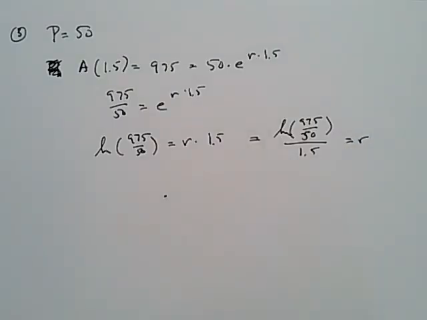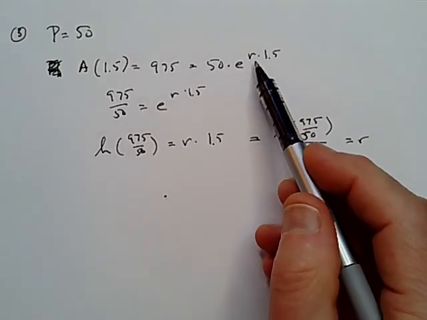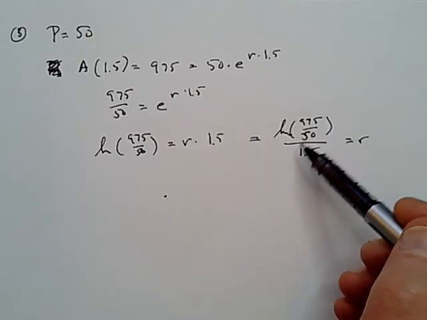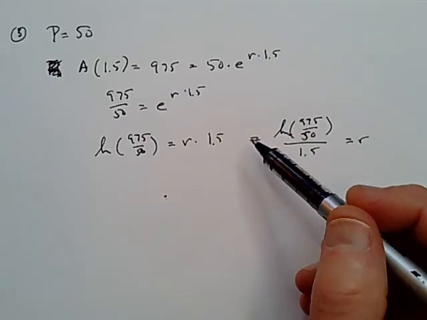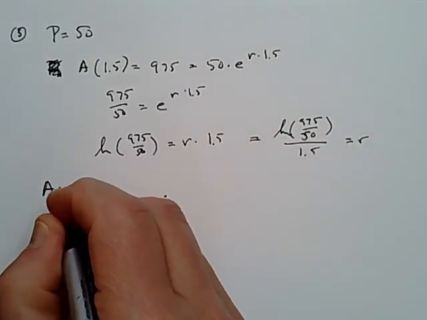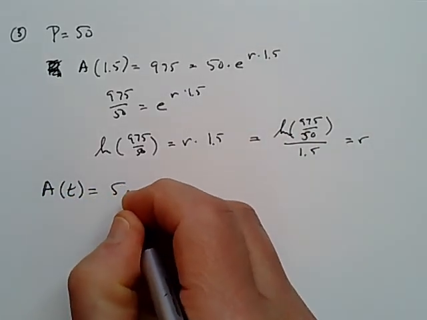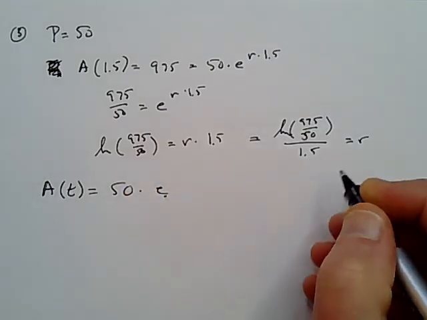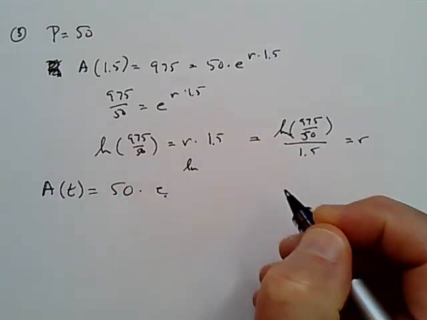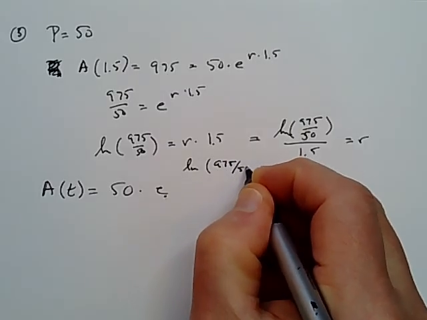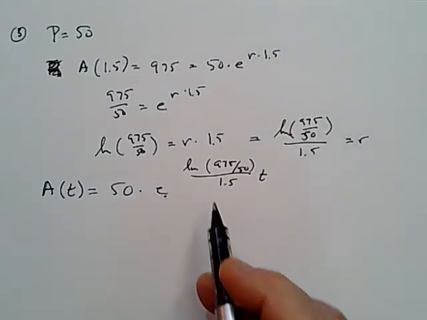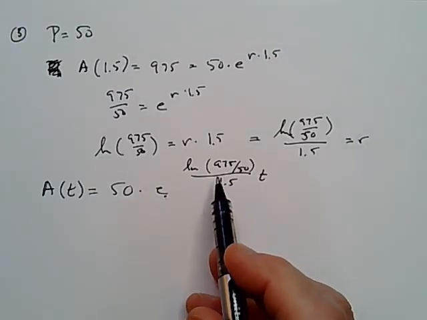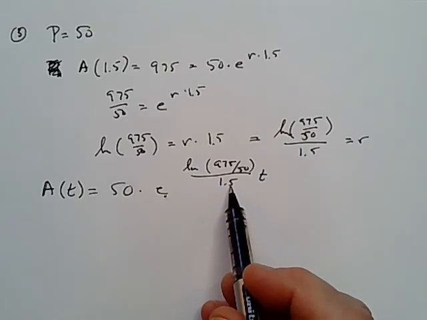The remaining parts of the question: part B says find the number of bacteria after 3 hours. If I know what r is, and here it is, I would punch that out on a calculator and get 3 or 4 decimal places. Then you just plug it into the formula. So the amount at time t is 50 times e to the ln of 975 over 50, all over 1.5, t. Again, if I weren't doing this on video, I'd punch that out on a calculator.